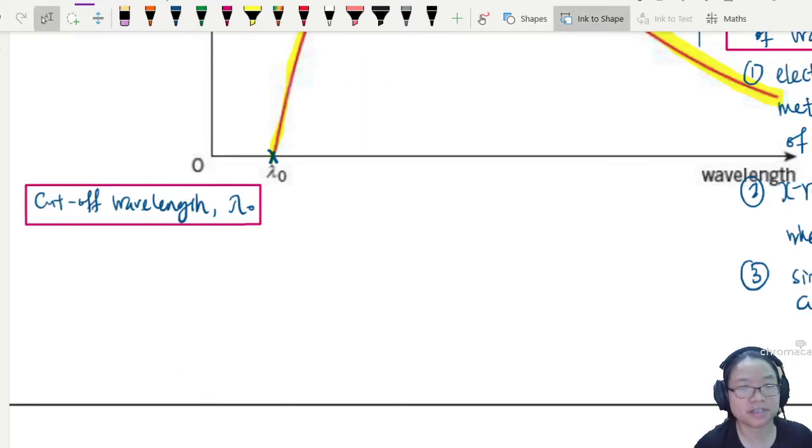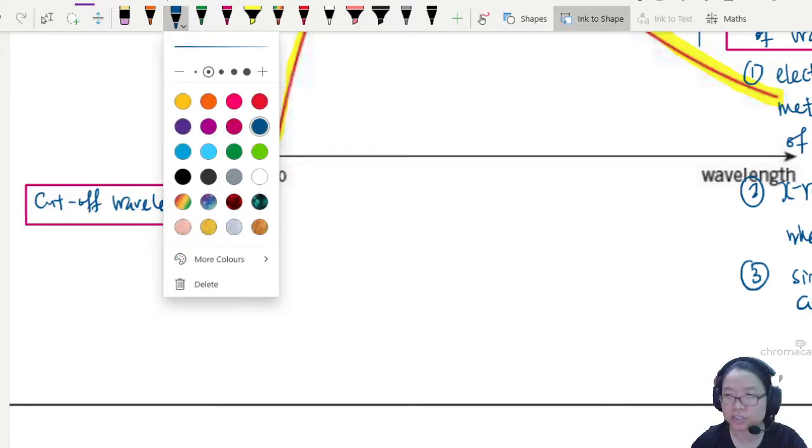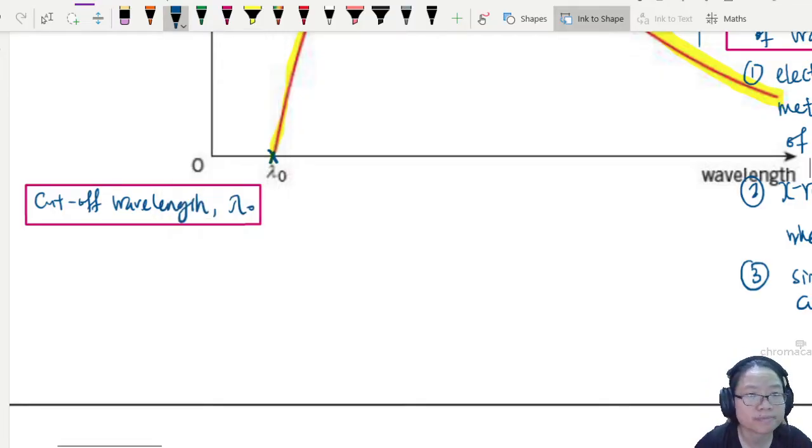So how do we explain this cut-off wavelength? We have to understand that this cut-off wavelength is a minimum. So relate it back to the energy of the X-ray photon. Number one, we could say that this is a minimum wavelength, indicating that the energy of the X-ray photon.